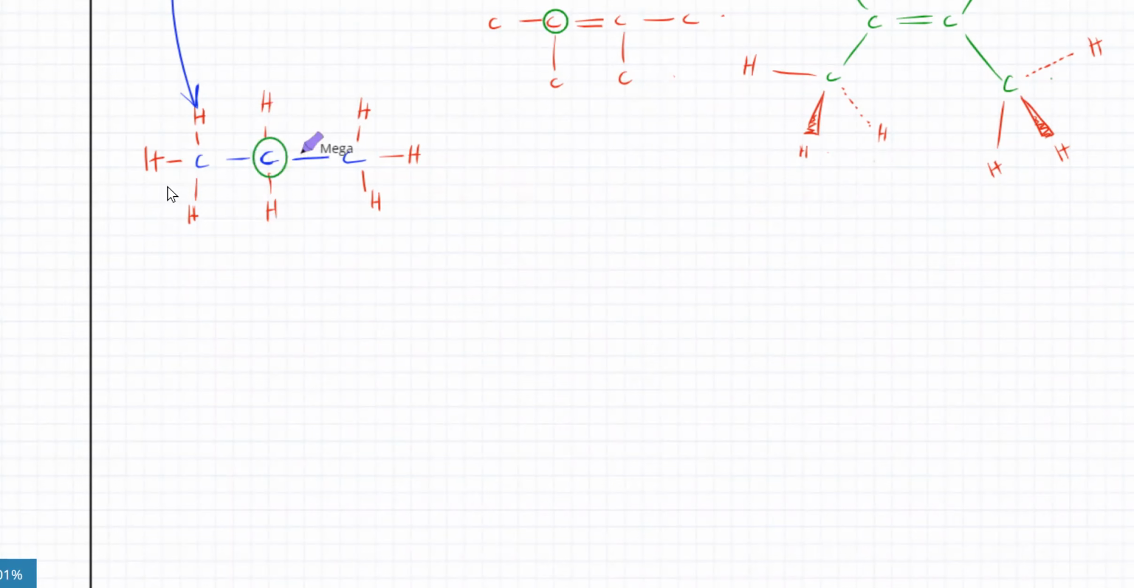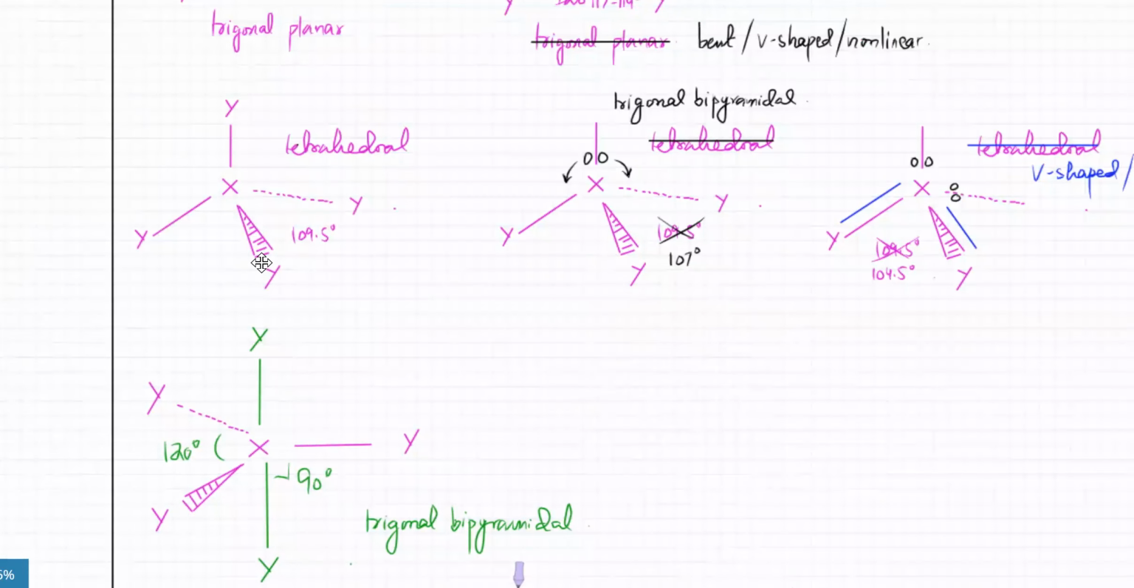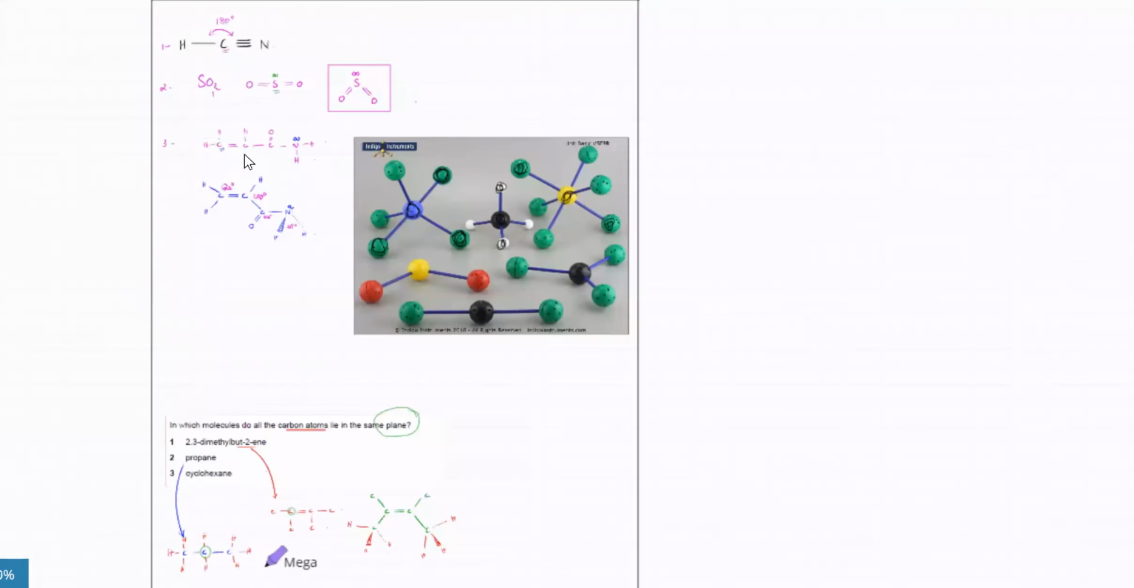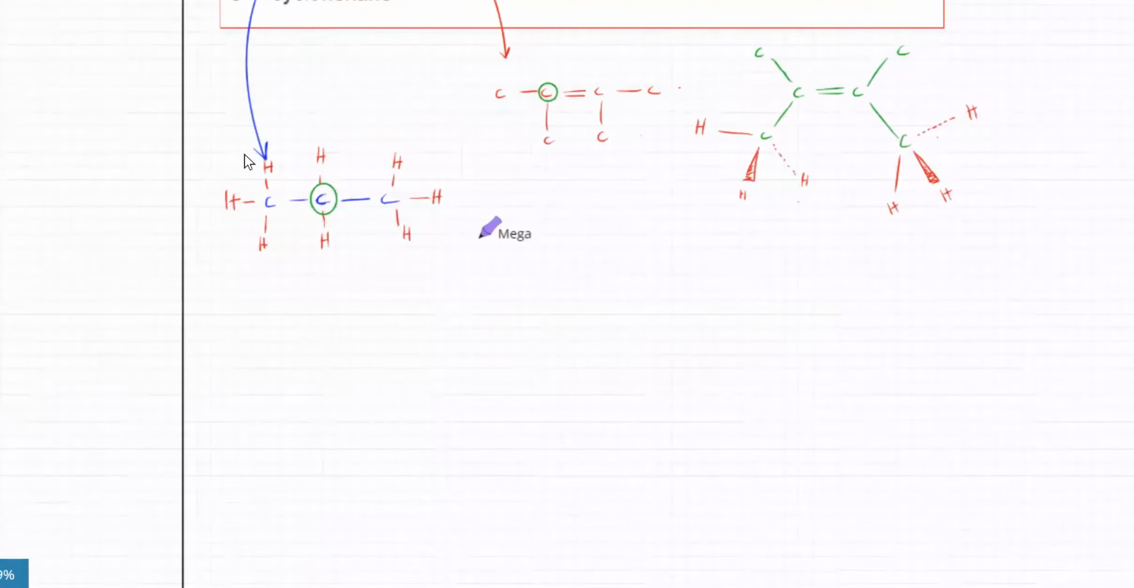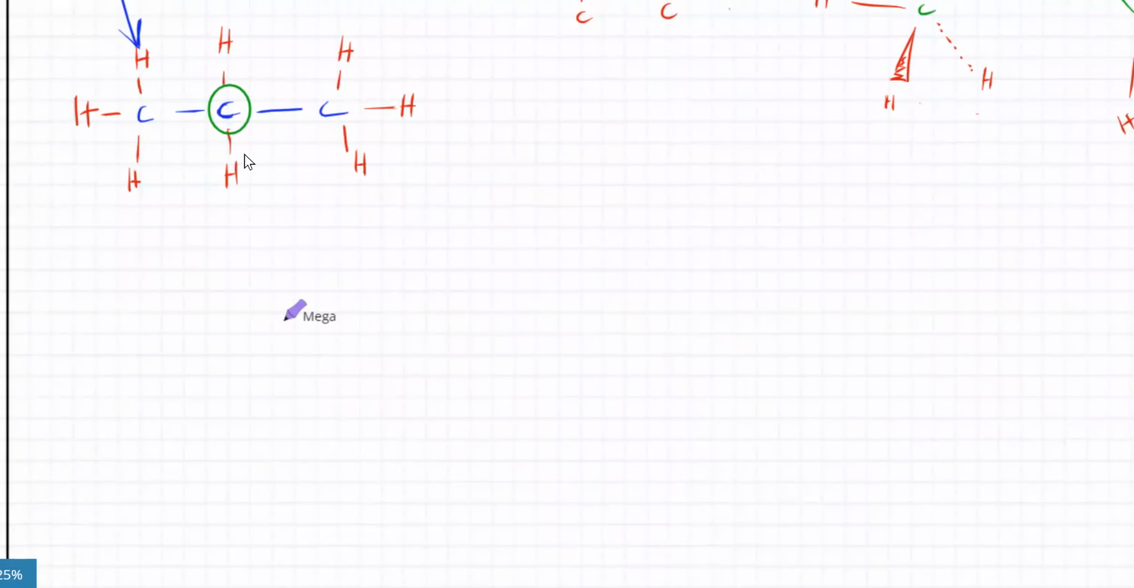4 bonds is tetrahedral. Whenever something has 4 bonds, so it's this one. 4 bonds is tetrahedral. It's like a pyramid at the bottom and 1 bond coming on top of it. So it is tetrahedral. So I'm going to draw that. I'm going to draw this carbon atom, which is tetrahedral.